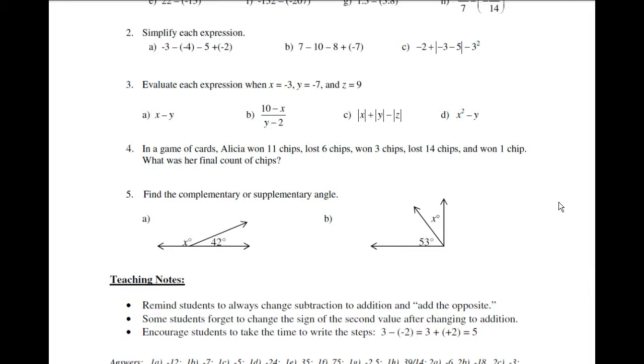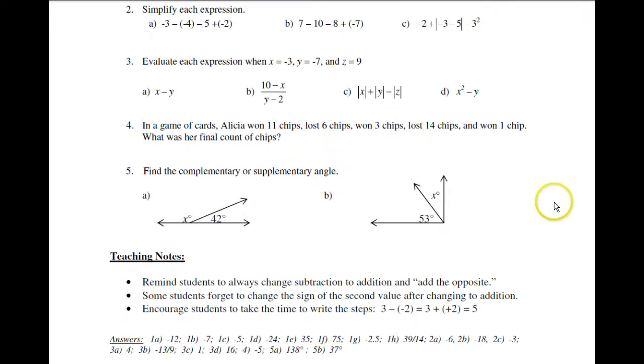And most of the time, the answers are correct. We did find one little error. All right, evaluate each expression when x is this, y is this, and z is this. So this is going to be substitution. And we said x was a negative 3, so we can just put it there like that.